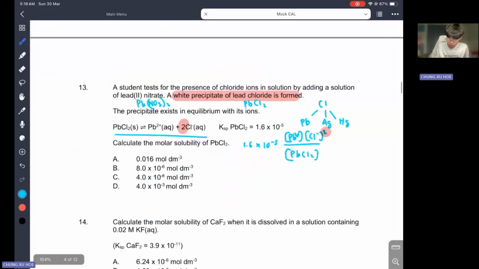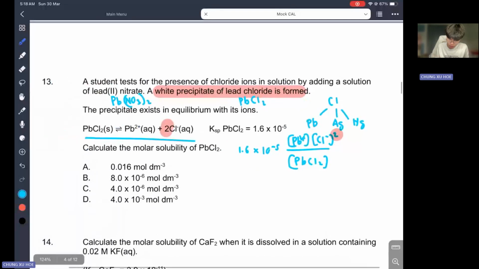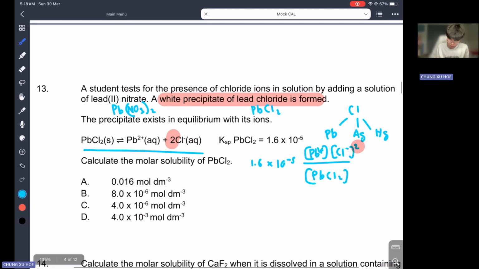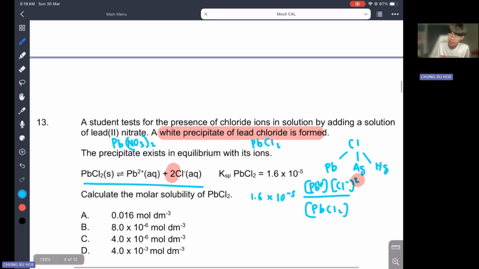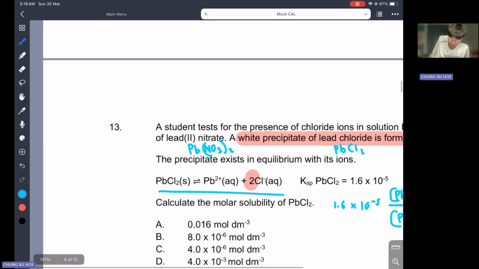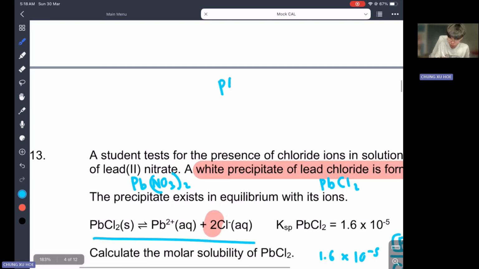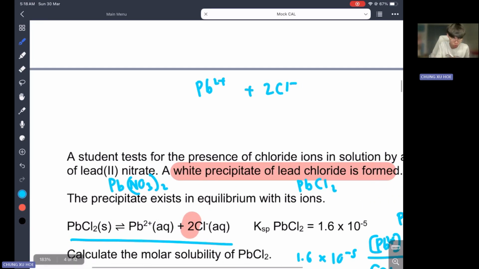Okay. So let's try to use the information given here. We don't have any value, so let us find the ICE table. Let's apply the ICE table again. So Pb2+ and then 2Cl-. Here the coefficient is 2. So remember, plus x. I skip the 0 part.